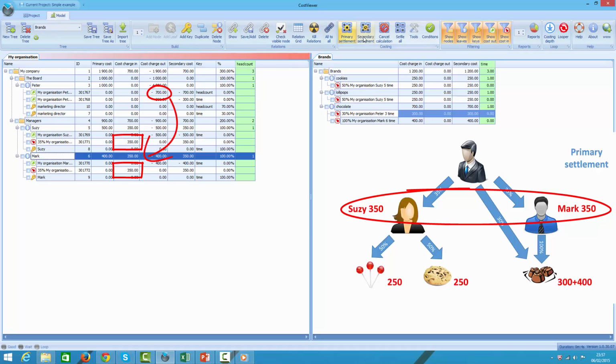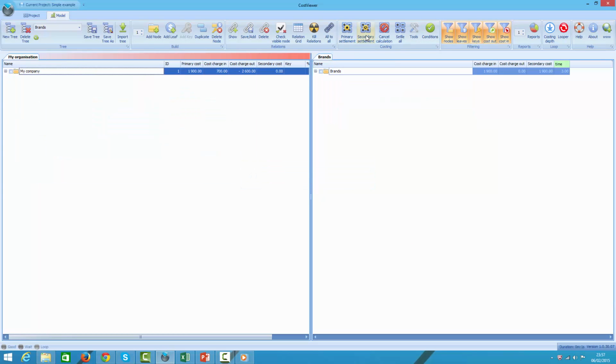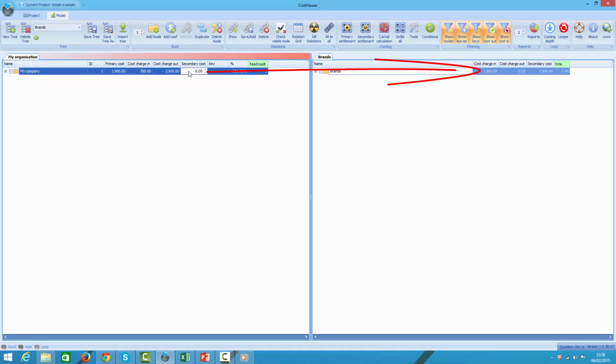So let's run our secondary settlement now. Now you can see that my organization tree has 0 balance under the secondary cost column. We had 1,900 and all of this amount was passed on to brands. The brands tree has a balance of 1,900 now.